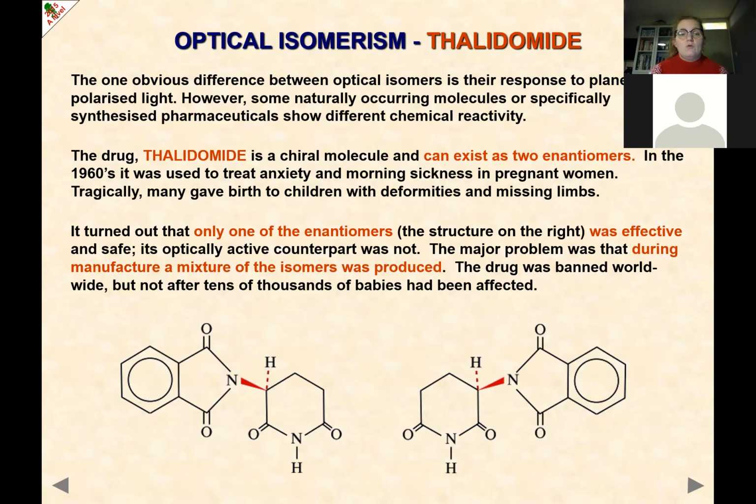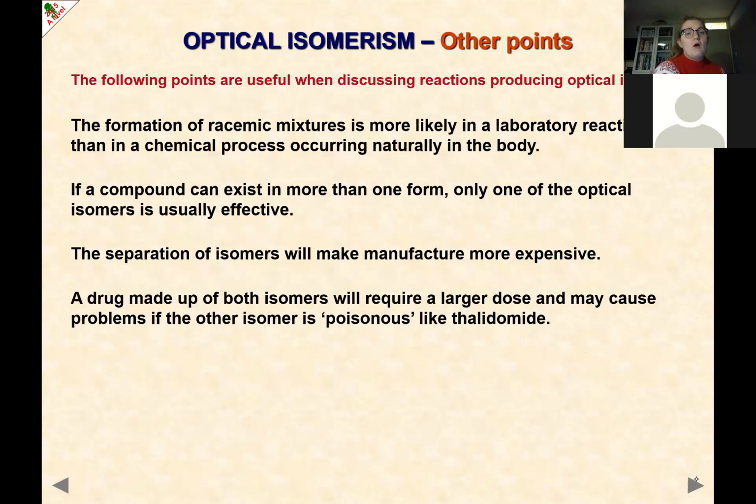So this drug was banned worldwide, but it didn't get banned until tens of thousands of babies had been affected. It took a long time for them to realise why all of a sudden these babies were being born like that, and that link and correlation had to be formed. A few other points about optical isomerism before we go on to a few uses of it as well.